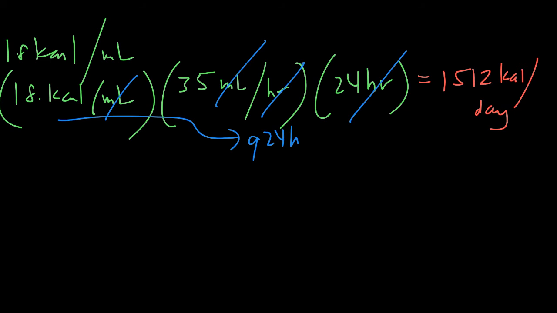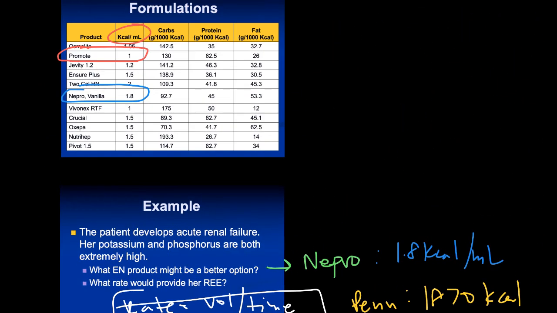So hold on, let's go back. So Nepro. You're trying to figure out how much protein is provided by Nepro. So here's your protein. It provides 45 grams per 1,000 kcals.